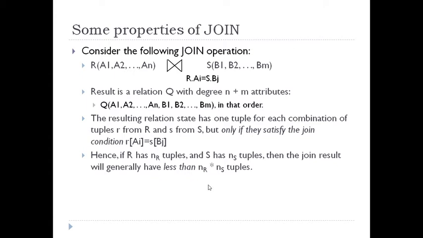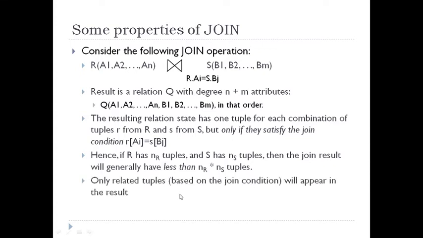Okay, so if you assume nr tuples are there in relation R and ns tuples are there in relation S, then in general the result will have less than nr times ns tuples. Maybe sometimes it may be equal, or it may be less than. Only the related tuples will appear in the result. As I said, based on the condition, it will take the tuples.